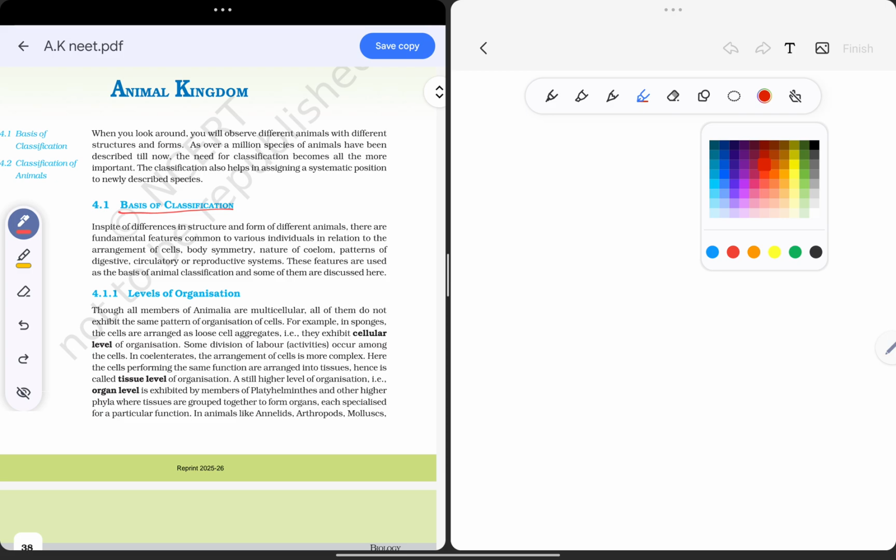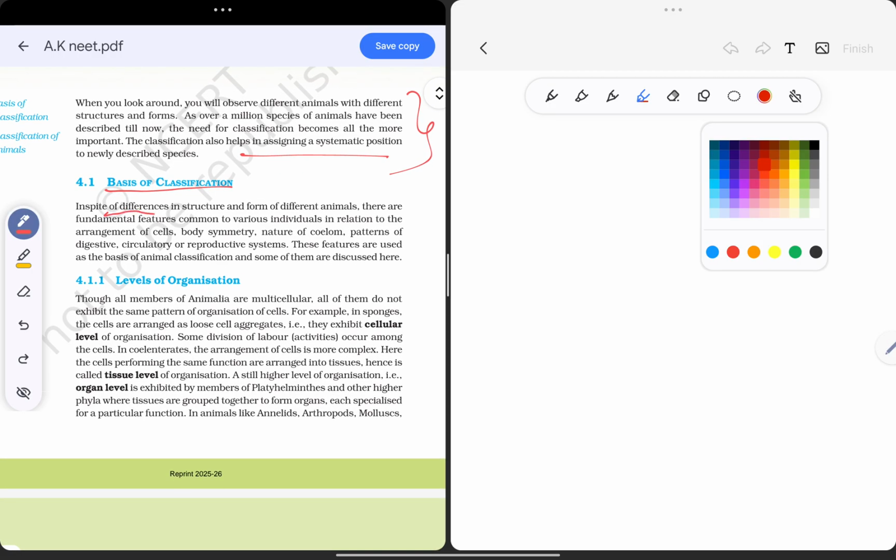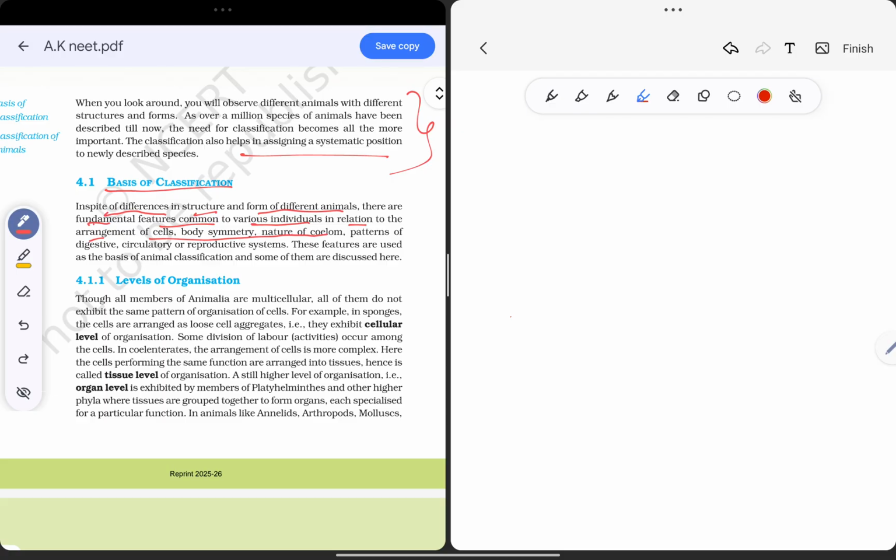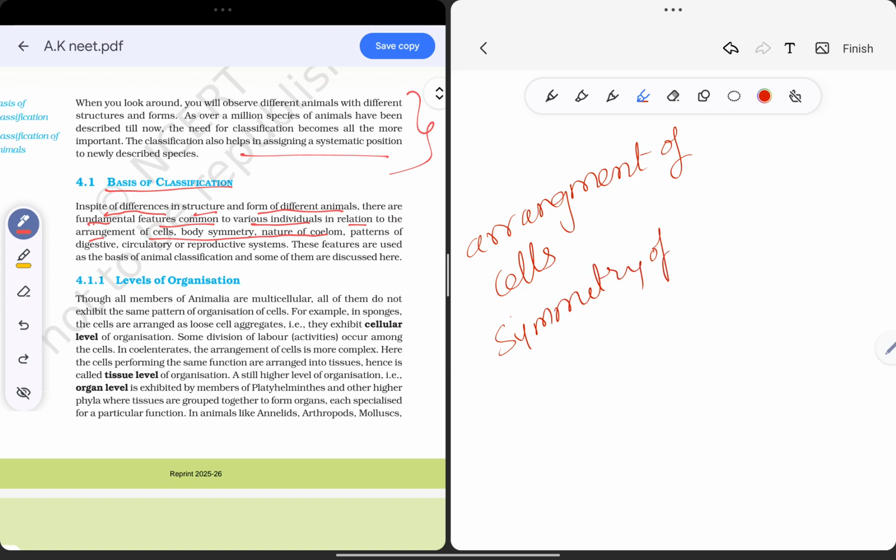Basis of classification. Mostly this part is not that important, you can just read it for a brief introduction. In the basis of classification, in spite of differences in structure and form of different animals, there are fundamental features common to various individuals in relation to the arrangement of cells, body symmetry, nature of coelom.